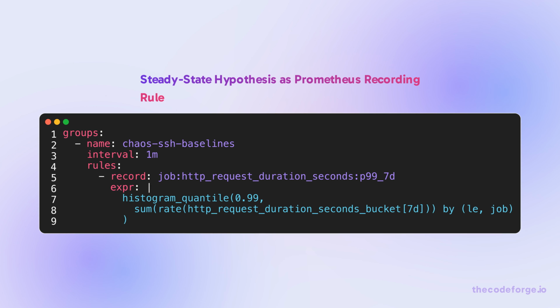The article mentions encoding SLO as a Prometheus recording rule, but doesn't show it. This snippet creates a recording rule that computes the 7-day baseline P99 latency, which can be used to calibrate SLO thresholds before an experiment.